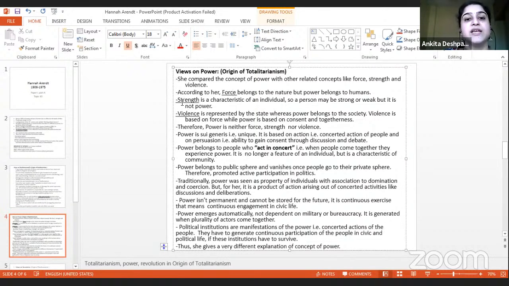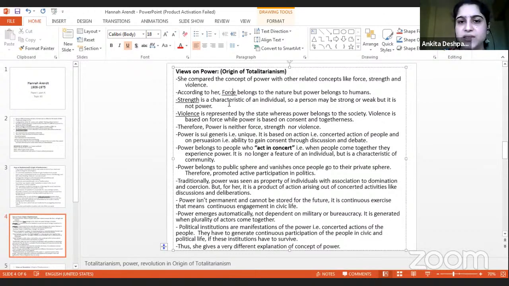Second, she says strength. Force belongs to nature, power belongs to humans. Strength is a characteristic of an individual. We generally say, now that person is very strong. That human being is very strong. Khali is very strong.